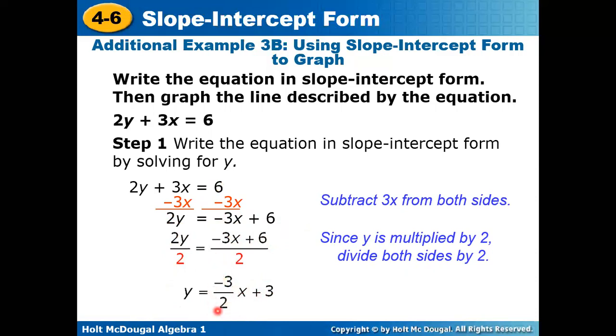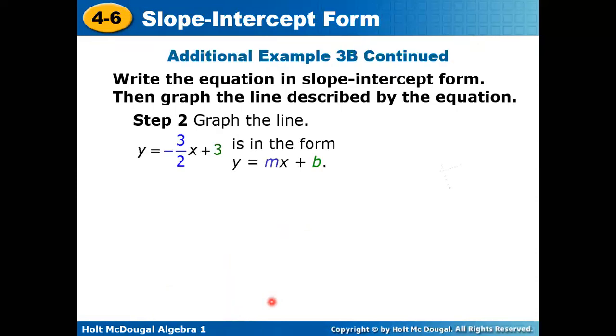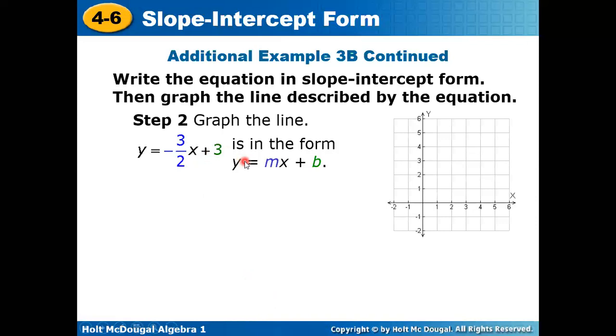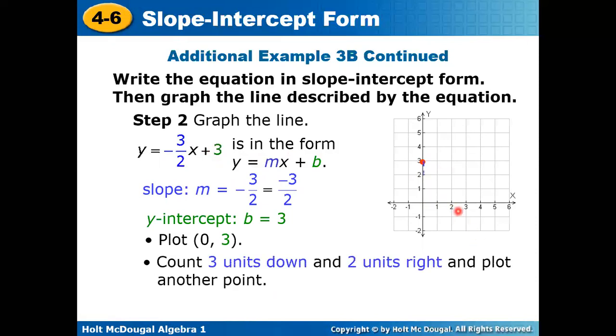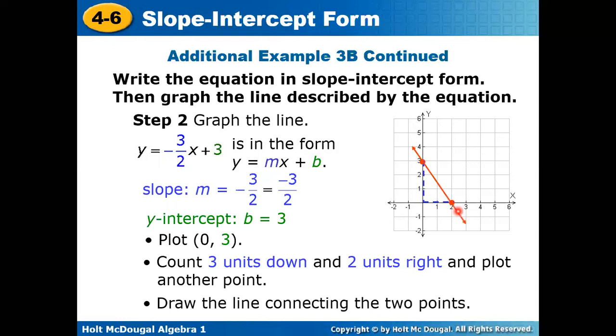The slope is -3 over 2. Where is the y-intercept? The y-intercept is 3. Can I graph now? Yes. So to graph, we said plot the y-intercept first, which is 3. So we will put it here. 3 on y, positive. And the slope is -3 over 2, means 3 units down, -3, then 2 units right. So the second point is here. Then draw the line which connects the 2 points. Okay.